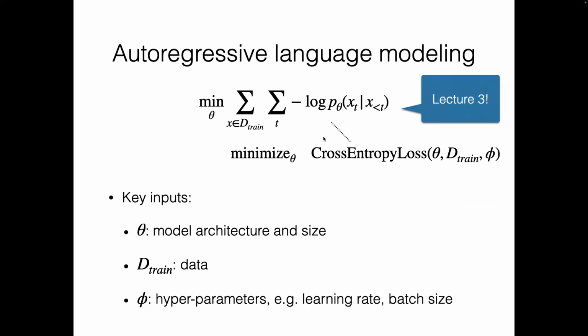So if we look at this cross entropy loss, which is how we ultimately implement the pre-training, then there's really 3 key inputs. One is the parameters of your model, which will be determined by your model's architecture and basically how large it is. The second is your training data set, which will determine which distribution your model is trying to fit. And then you have these hyperparameters, so things like the exact learning rate and the batch size that you use and things like that.